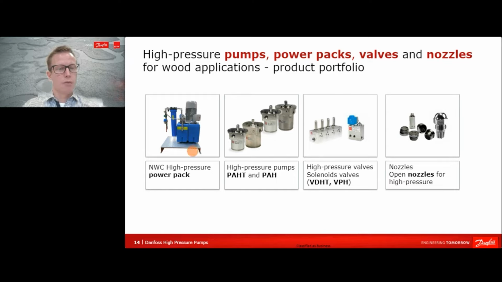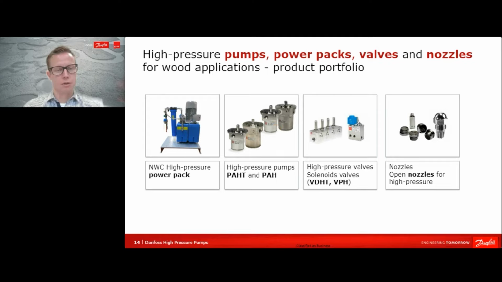Then we have our pumps. They're called PHT and PAH. They are, depending on the type of water that they are pumping, whether it's tap water or whether it's DI water, demineralized water. This is our main product, our core business, you can say. That's also indicated in the name, Danfoss high pressure pumps.